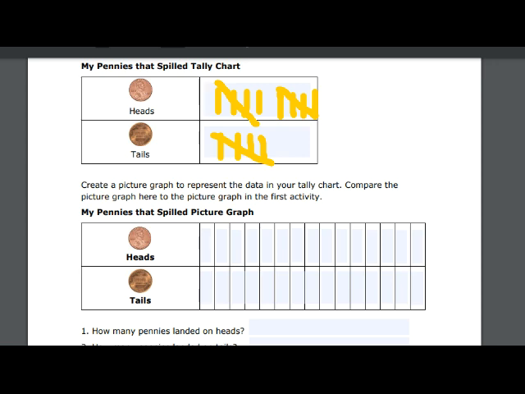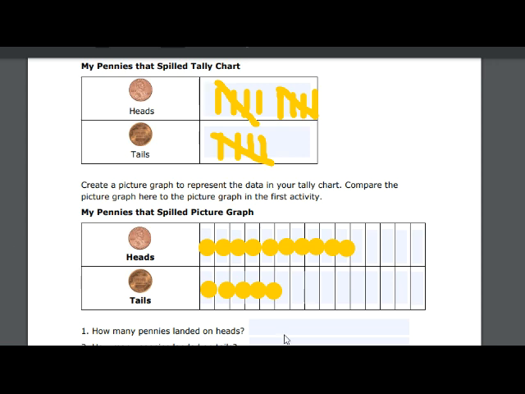For mine, I'm going to put in 1. Oh, they're too big again. Let's make some smaller dots. 1, 2, 3, 4, 5, 6, 7, 8, 9, 10 pennies were on heads. 1, 2, 3, 4, 5 pennies were on tails. So now I've got my tally chart finished and my picture graph finished.